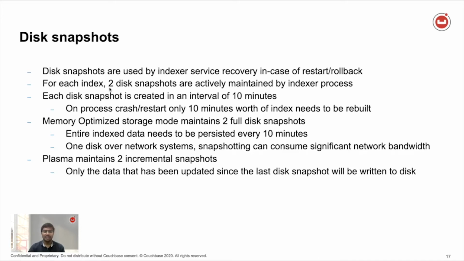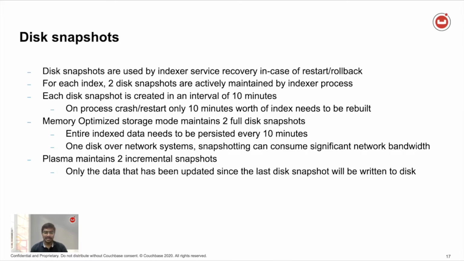For each index, two disk snapshots are actively maintained by the indexer. Each disk snapshot is created in an interval of 10 minutes. So when there is a process crash or restart, the indexer would first retrieve the index data from the disk snapshot and then rebuild the index with all the document changes that have happened in the data service after the disk snapshot is persisted. So only 10 minutes worth of index data needs to be rebuilt.